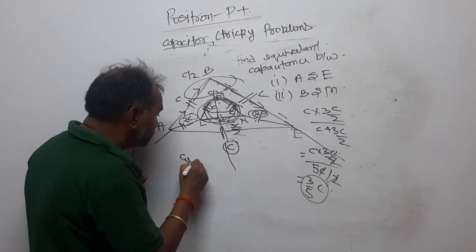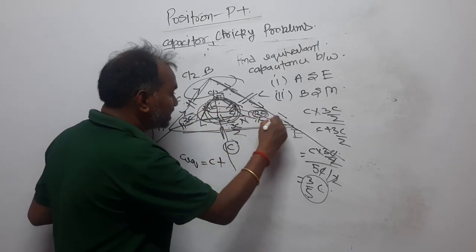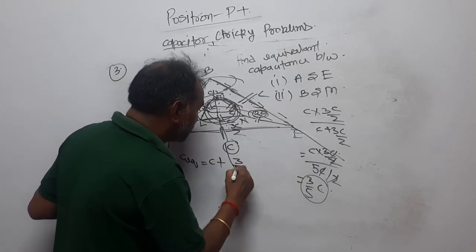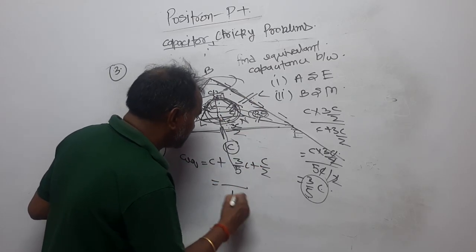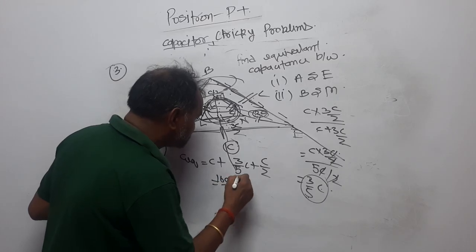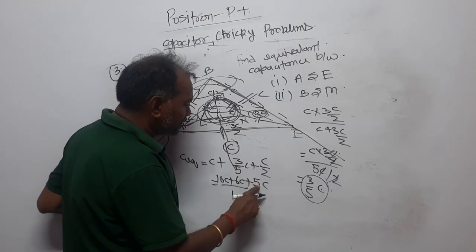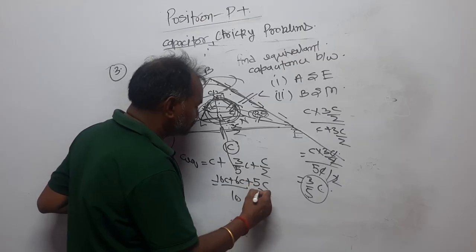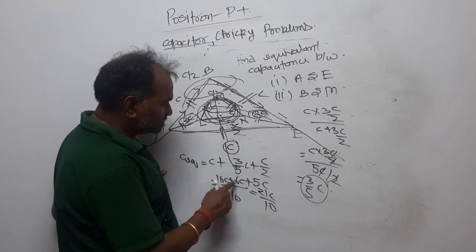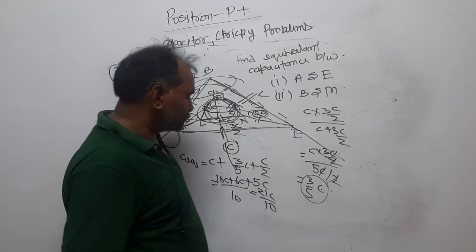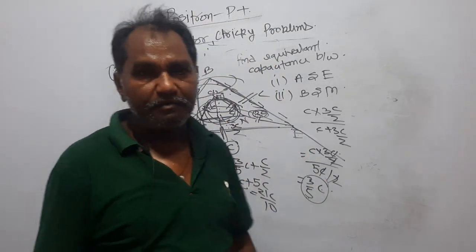So the equivalent will be, dear student, look: this branch has the capacitance C, this has the equivalent 3 by 5 C, and this one has the equivalent C by 2. Now taking the LCM 10, it is 10C plus 6C plus 5C, so it becomes 21C by 10. The equivalent between terminals A and E is 21C by 10.